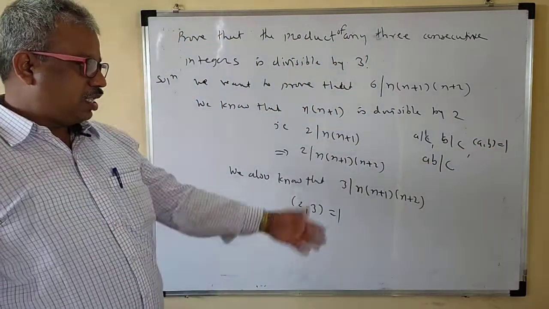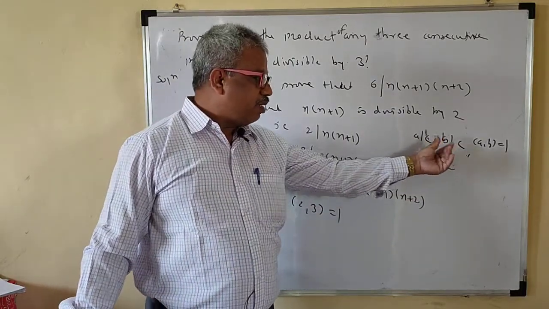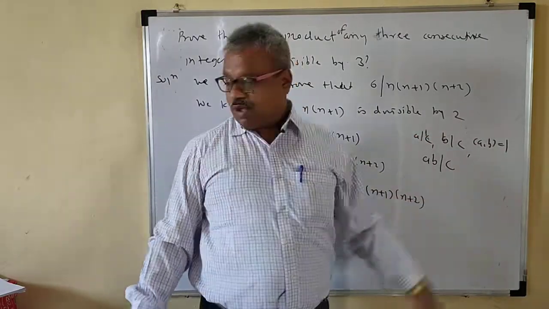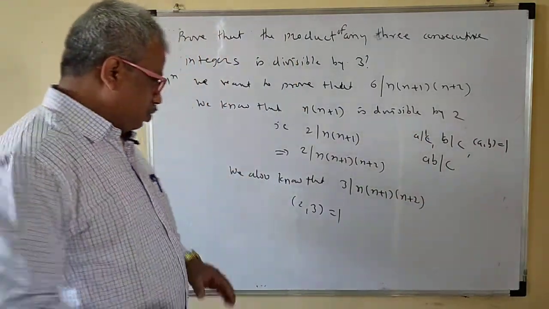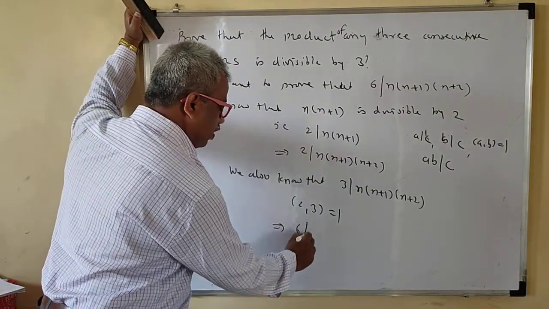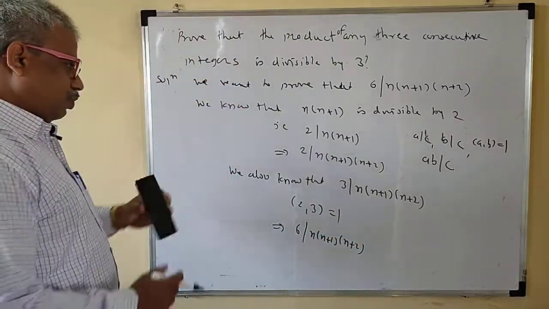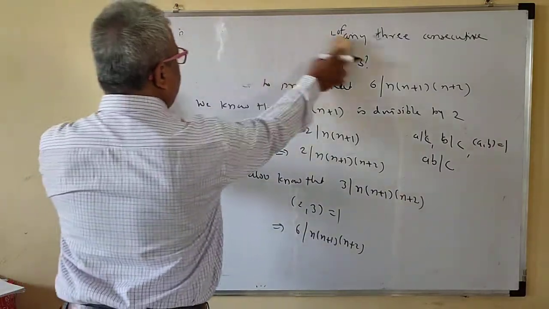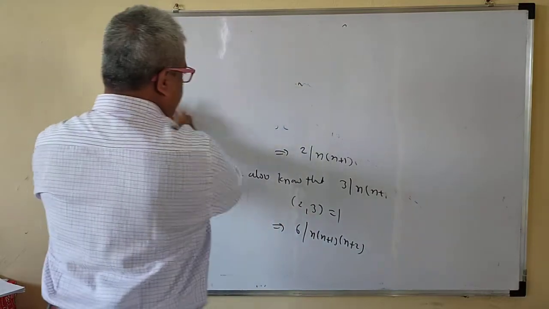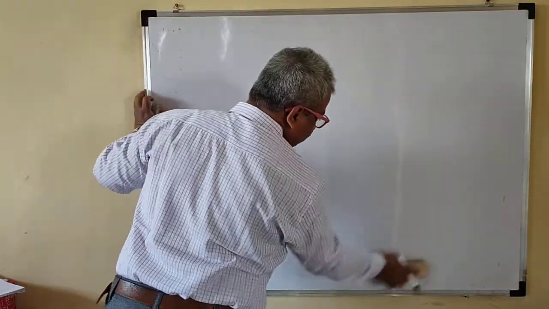We have proved this in the last class. A divides C, B divides C, and GCD of A and B is 1, then the product divides C. That we have proved, right? So this implies that 2 into 3, that means 6, divides n into n plus 1 into n plus 2. So the problem is over. We only have to apply our knowledge and the definition of divisibility, and we have proved some properties of divisibility.